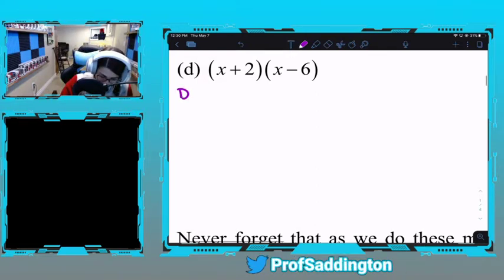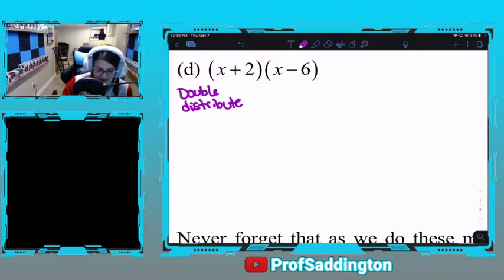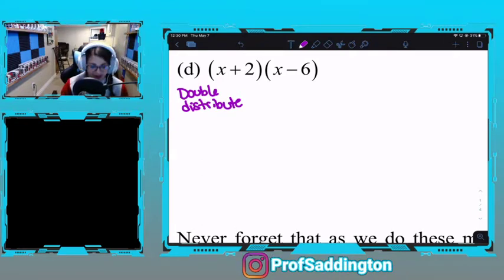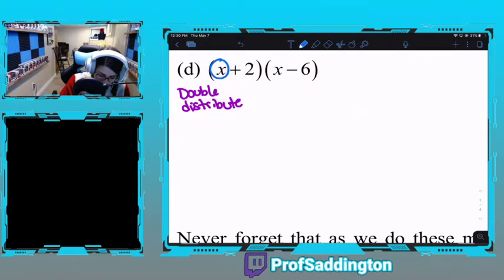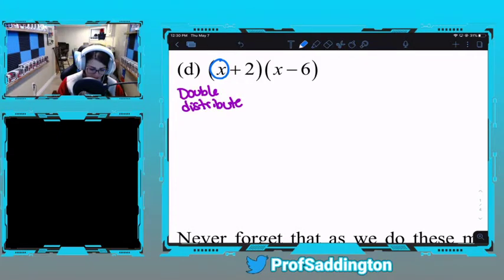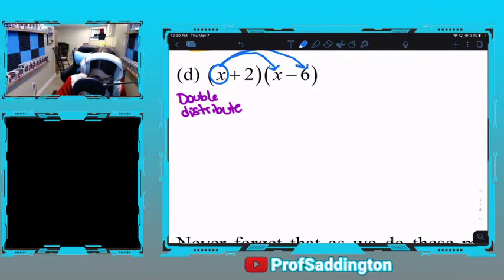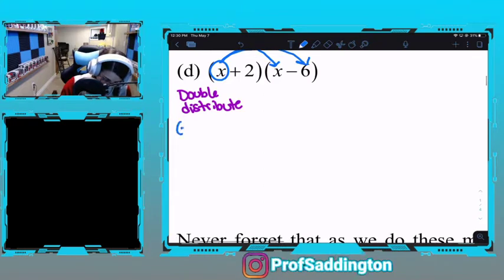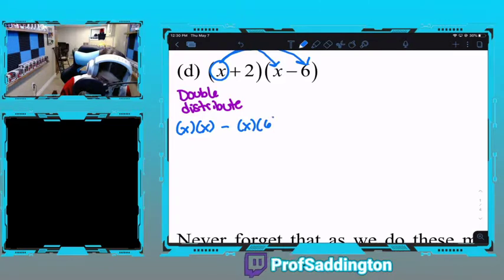So first I'm going to show you the double distribute. And it does exactly as its name sounds. You distribute doubly, or you distribute twice. So what does that mean? That means that I'm first going to start with the first term in the first binomial, and I'm going to distribute just like I would normally to the other set of parentheses. So there we have x times x minus x times 6.